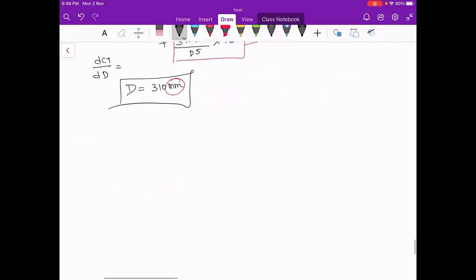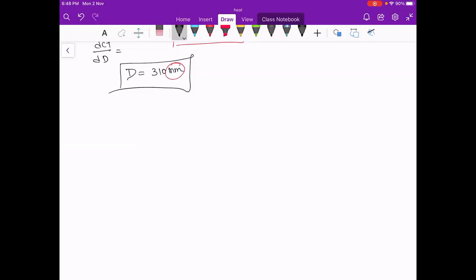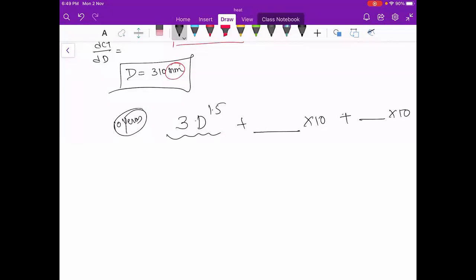So you will be requiring capital cost, that is the fixed cost. So for how many years will you require that fixed cost? For a period of 10 years. So that is why 3d to the 1.5. This is a period of 10 years. That is why we are taking all the terms for 10 years.